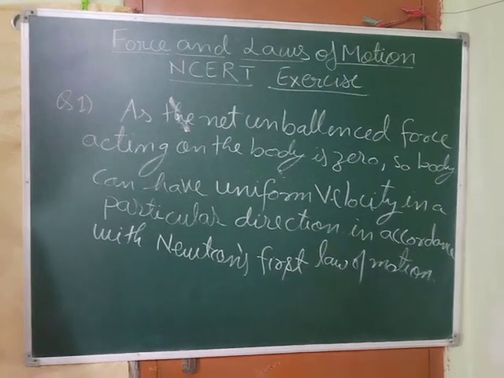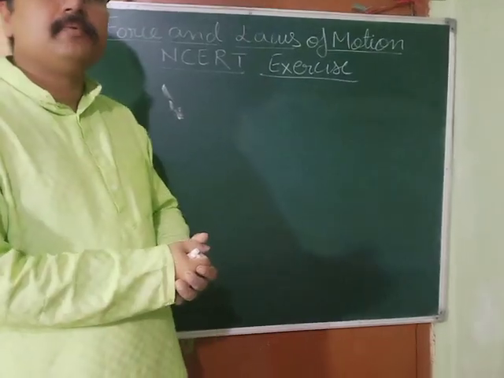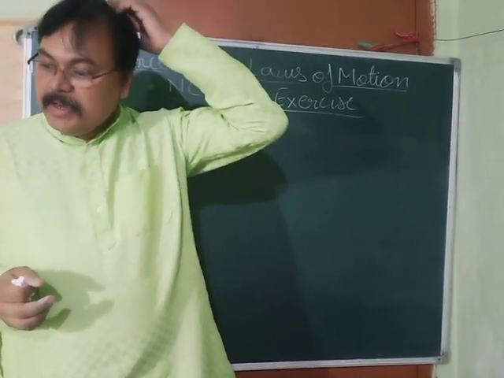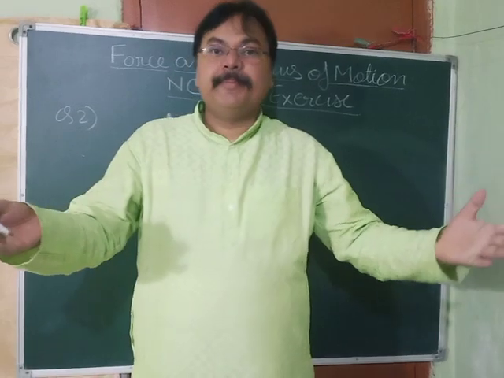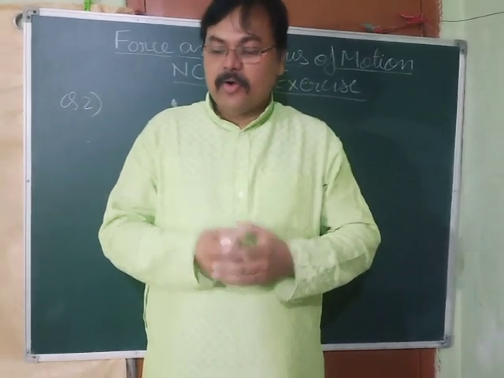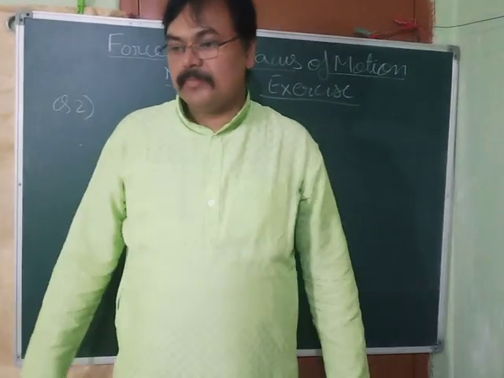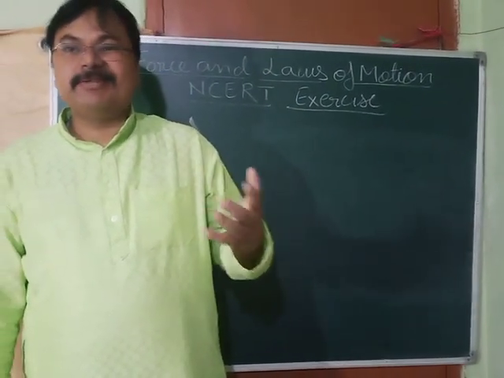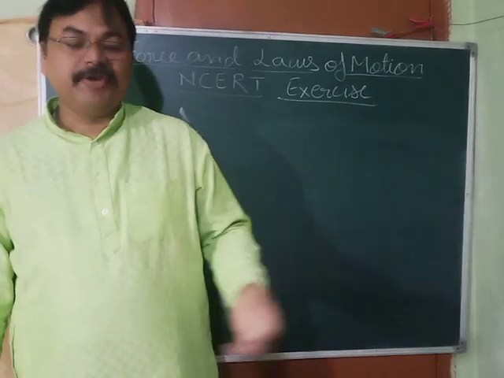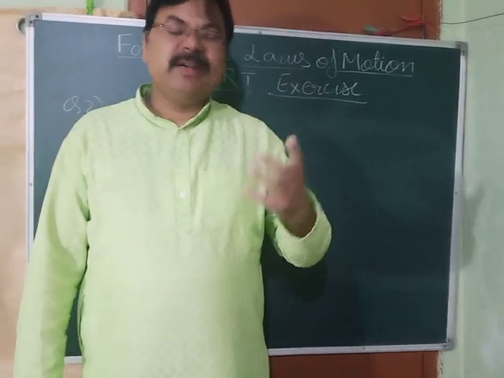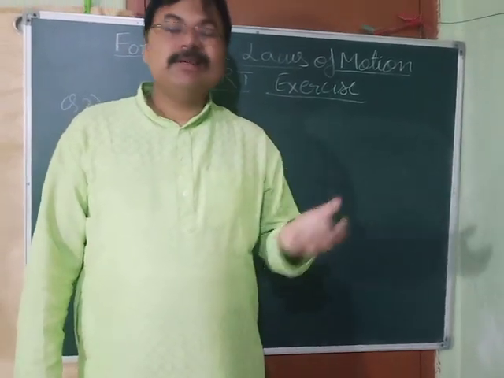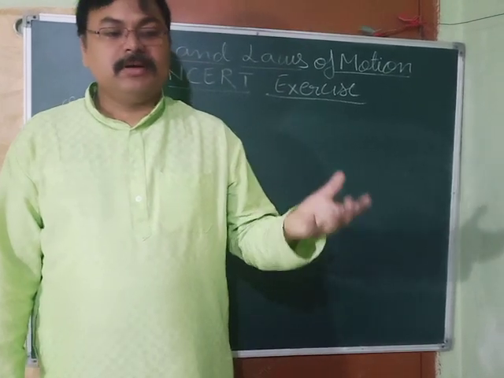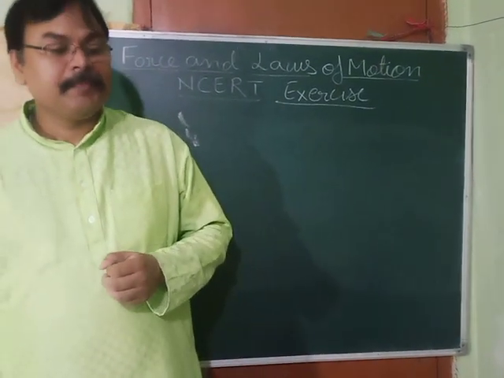Now the second question. See question number 2. What is it all about? Question number 2 is that you have got a carpet, and you are going to beat the carpet with a stick. You know, a carpet is beaten by a stick, so that the dust which is present inside the carpet will come out of it. Now the question is why this dust comes out of the carpet when it is beaten by a stick.